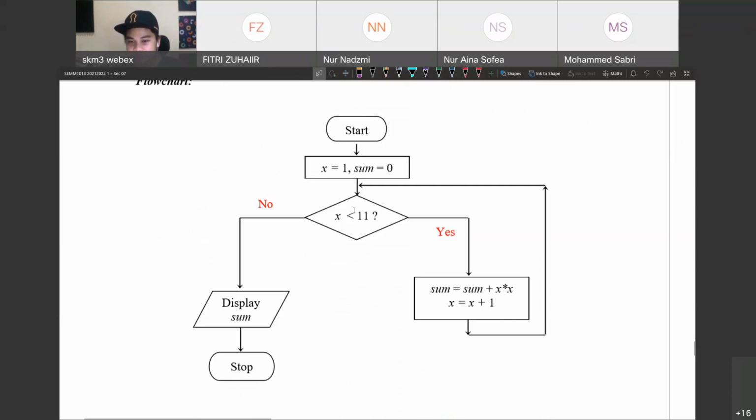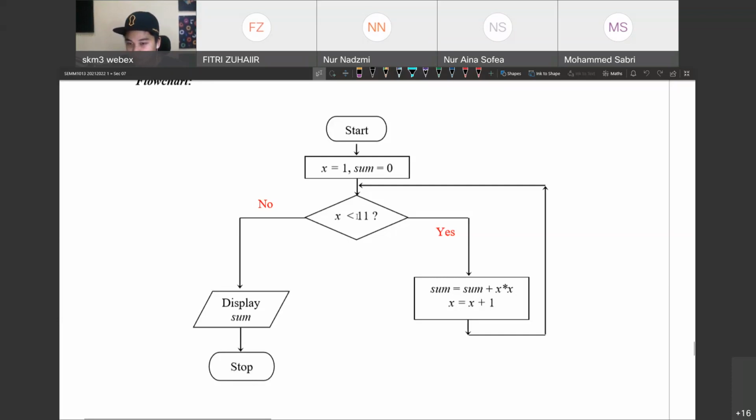If X is less than 11, if yes, that means the process will continuously operate until the condition is no. For example, X is equal to 1, go here. X is equal to 1, so we replace 1 less than 11. So the answer is yes, go here.